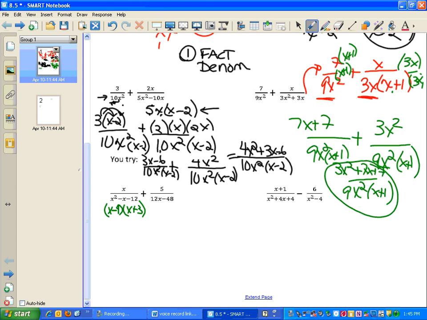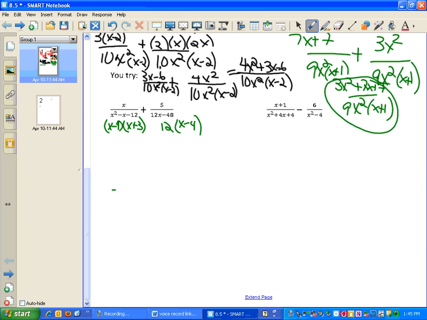X plus 3, exactly. What does the next one factor to? Okay, I can pull out, so the first thing you always say is, what can I pull out? So 12 and, okay, so now just look at these denominators. Anything that's multiplied has to exist in the common denominator. What do I need to have in my common denominator?